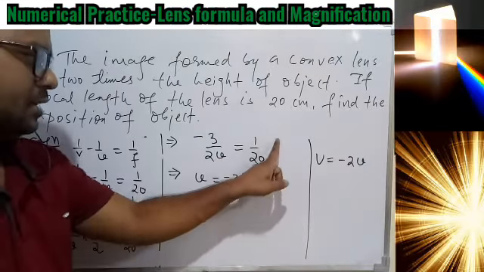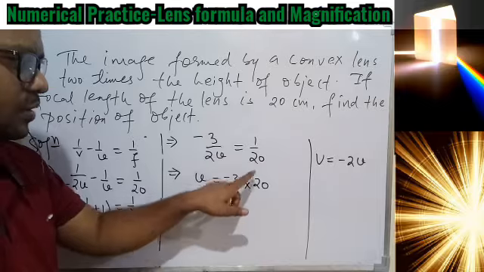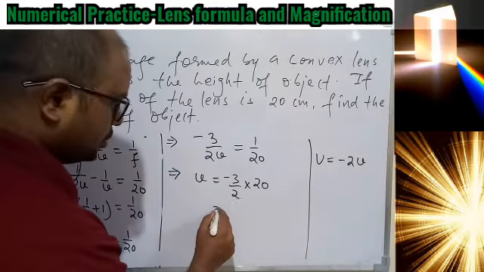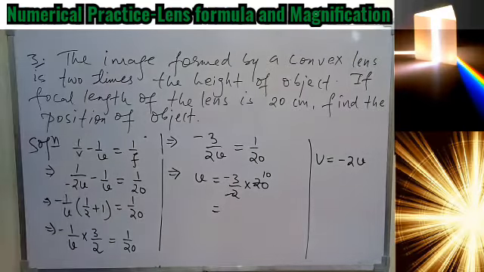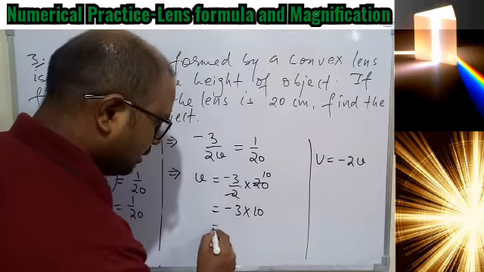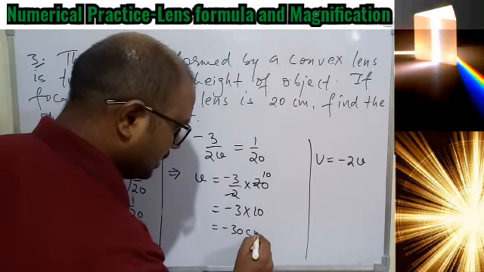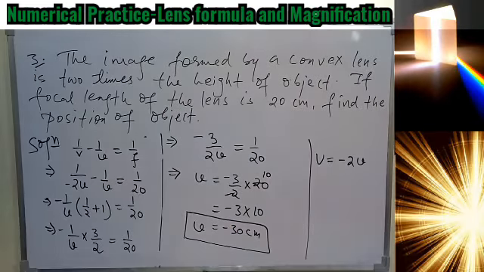If u comes to this side, minus 3 by 2 will remain there, and 20 will come to this side, so 1 by 20 will become 20, and in 10 times we can cross it. That will become minus 3 into 10, that is minus 30 centimeter. So we got the very first answer.